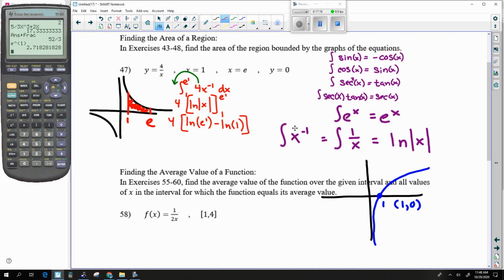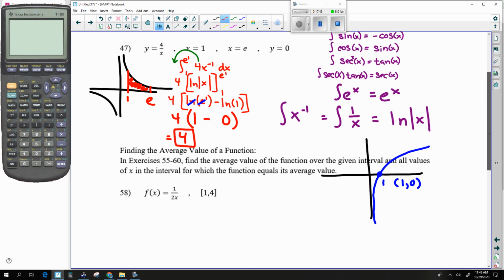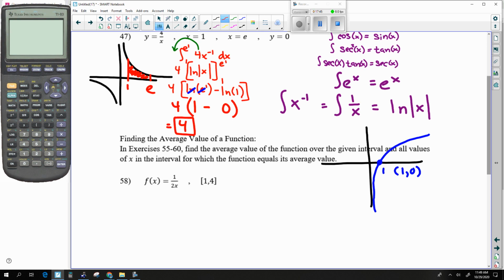Okay, so ln and e undo each other, so this is going to be equal to 1. And then the ln of 1 is 0. So this, and then multiplying the 4, this is ultimately going to be equal to 4. So we now know a new integral. When this adds to a 0, that means it's going to be an ln.